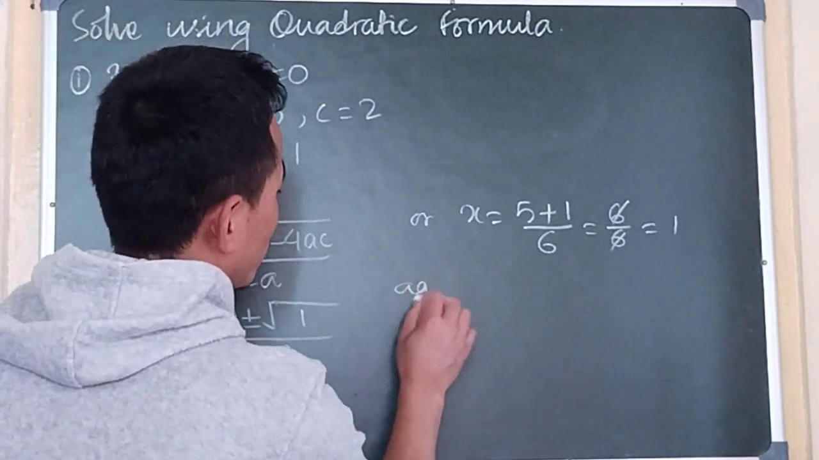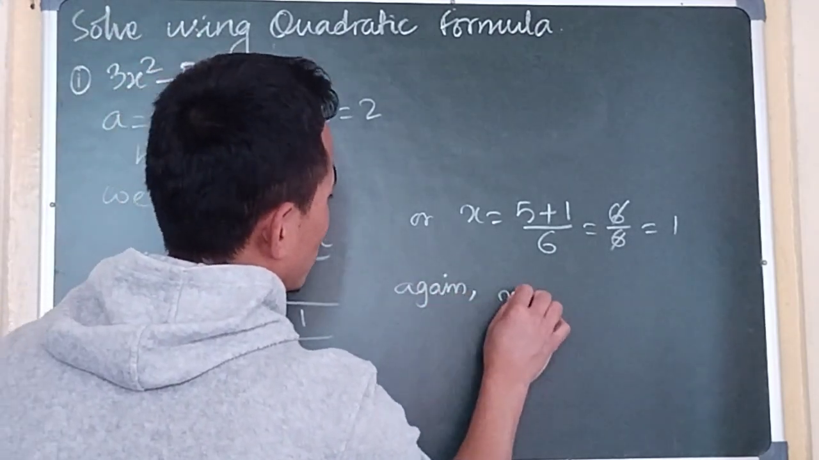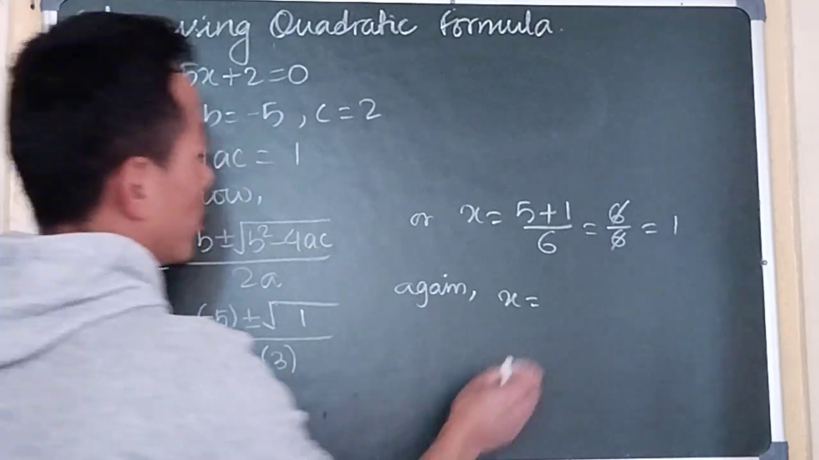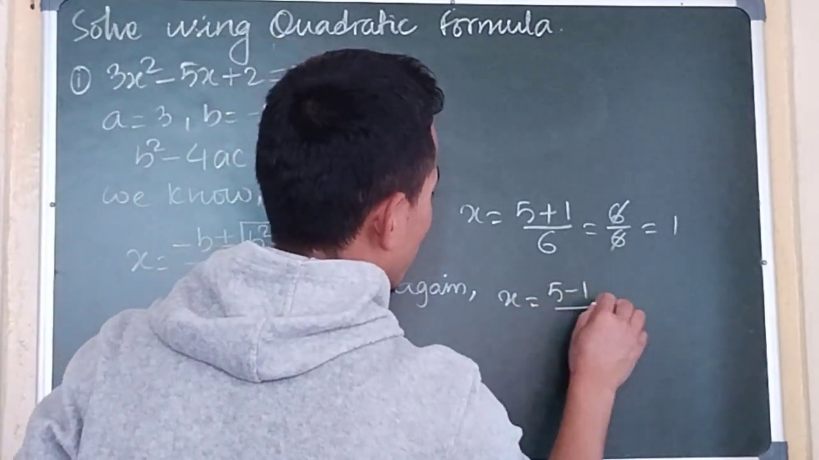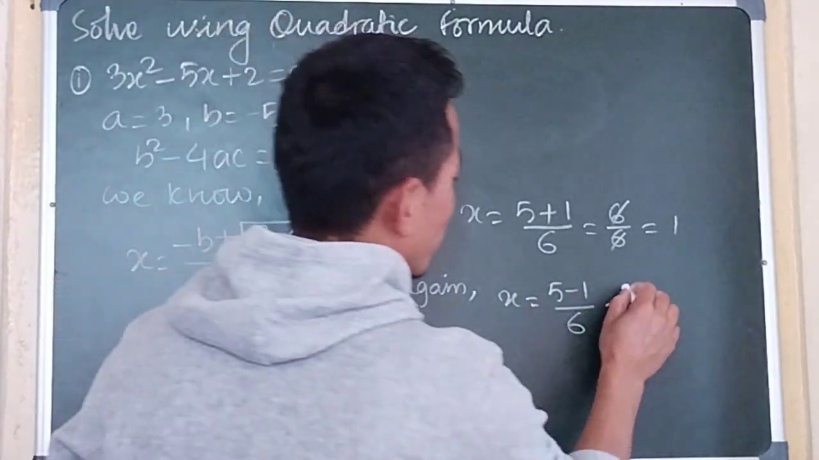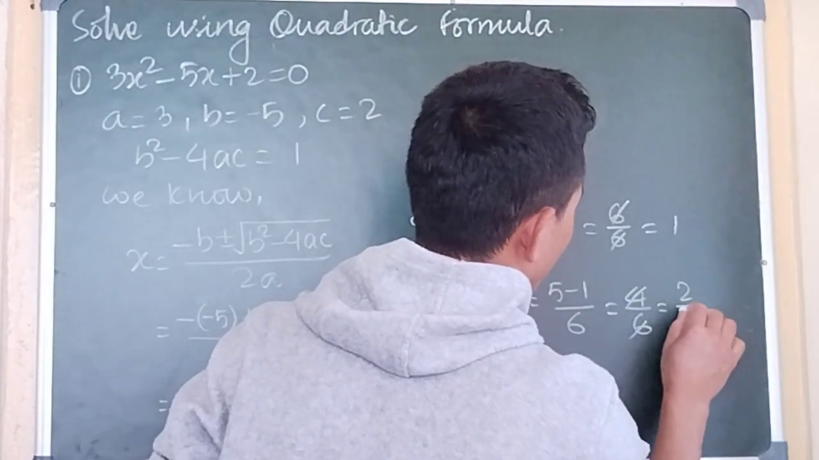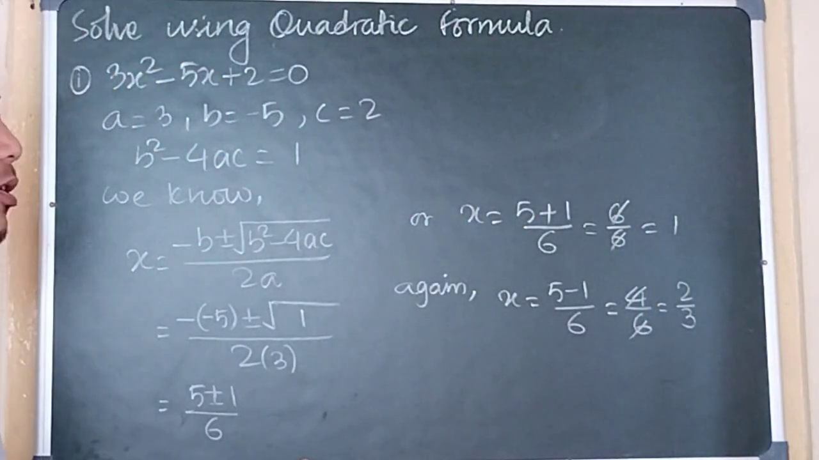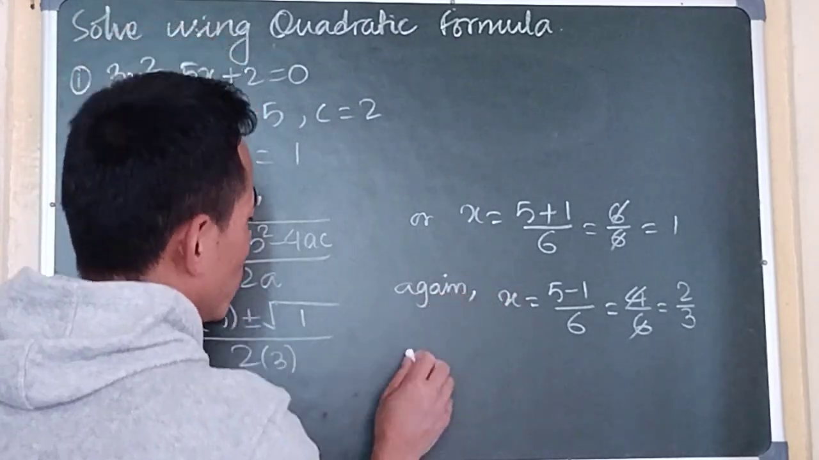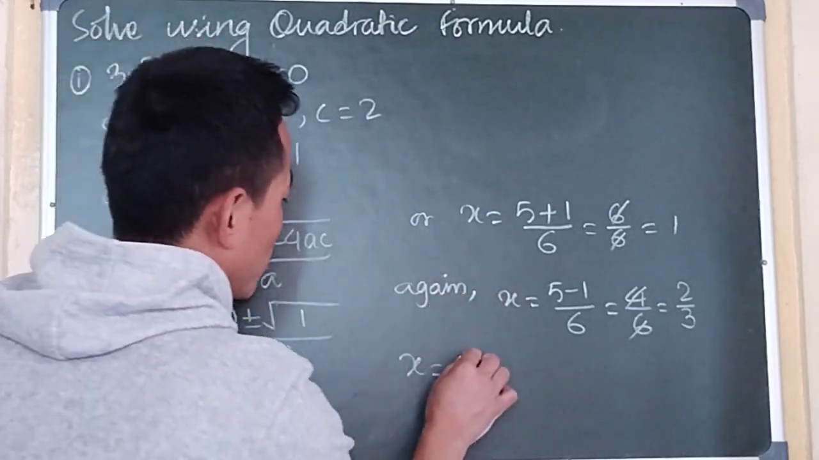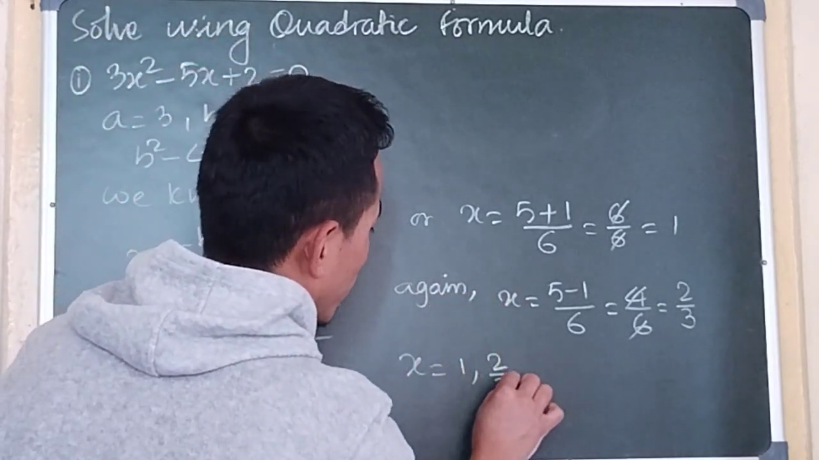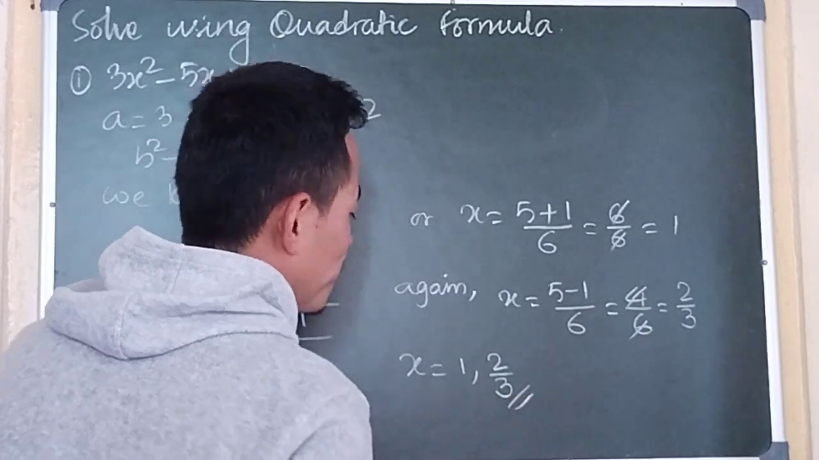Now for the second root, we will take the minus sign here. So we have 5 minus 1 divided by 6. So this will give us 4 divided by 6, or you can say this is 2 divided by 3. So using the quadratic formula, the roots of these quadratic equations are 1 and 2 divided by 3.